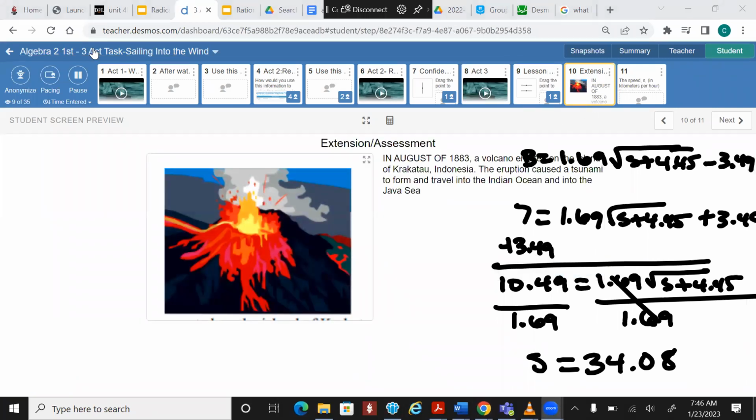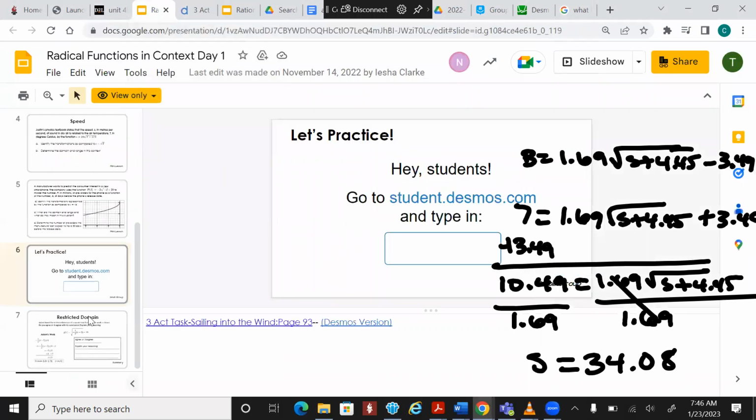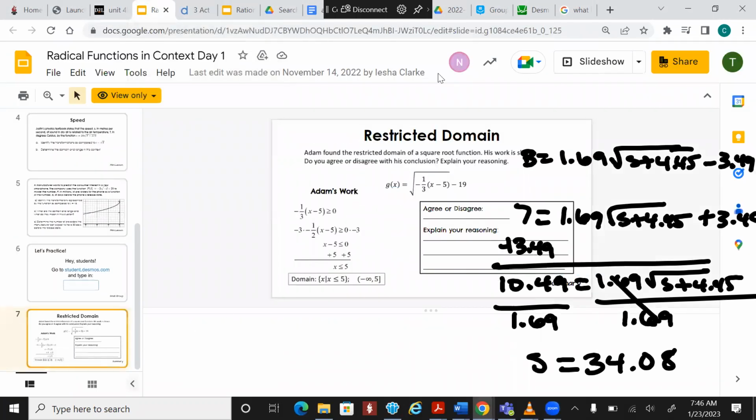All right, tomorrow we're going to continue on with some of this stuff. I know word problems give us a little bit of trouble. So tomorrow we'll pick this up.